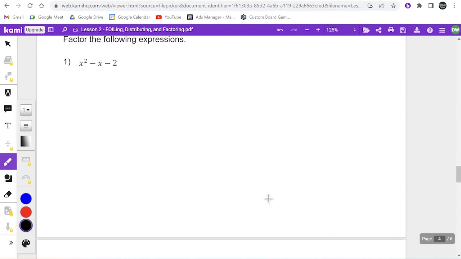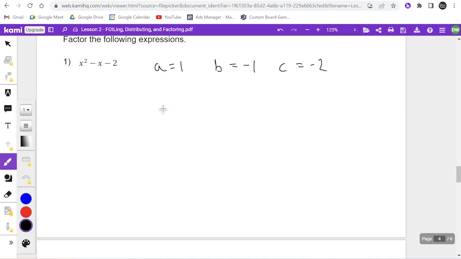So number 1, we want to factor this. We have x squared minus x minus 2. In other words, a is 1, b is negative 1, and c is negative 2. One thing I want to tell you, a lot of kids by mistake will say a is 1x squared or x squared. Don't include the x or the x squared in any of the a, b, and c. That's not what you want to do, trust me.